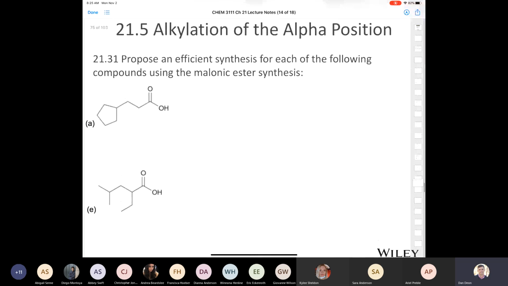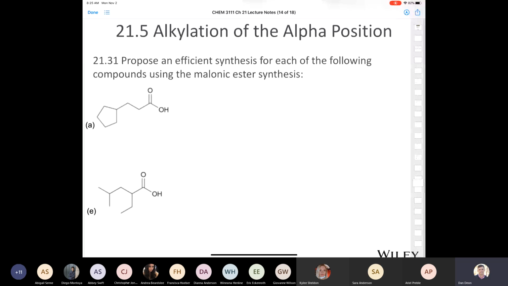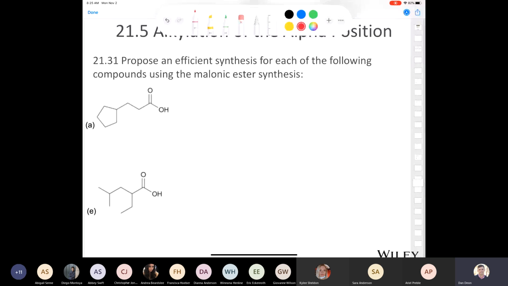Well, with that in mind, let's propose an efficient synthesis for each of these compounds using the malonic ester synthesis. These are really great questions to enhance your retrosynthetic strength, I guess. Okay, well, let's think about this. Look, we have a carboxyl group here, and here we have the last two carbons. So that means our starting material is going to come from what? It's going to come from all of these carbons here. Okay, so that's where our alkyl halide is going to come from. Our alkyl halide is going to come from those, five, six carbons total.